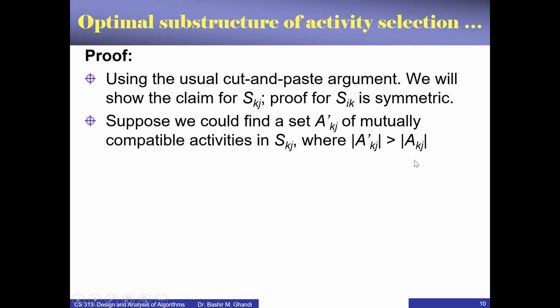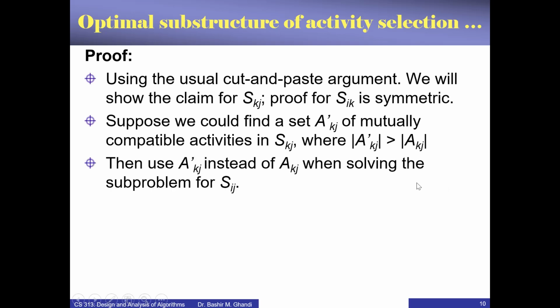Remember, our target is to find the maximum subset. So suppose there is a maximum subset which has more elements than what we assumed to be our maximum subset for the solution on the set on the right side of Ak, which is Skj. We're going to try to show that this cannot be true. So it's a kind of proof by contradiction. So suppose that is the case.